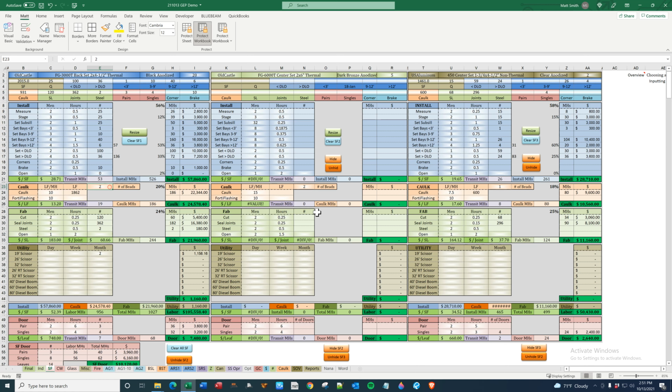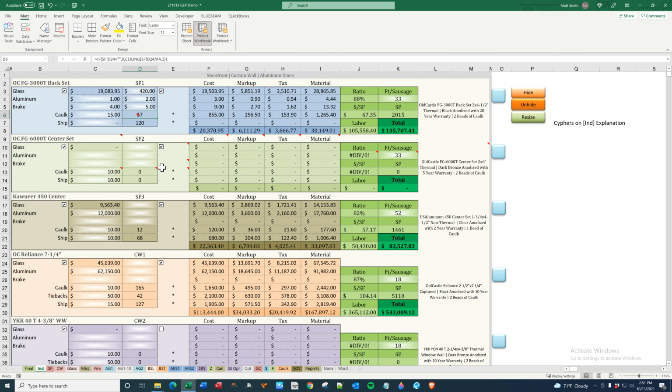This number is shared on the proposal. If I were to do 1, 931 is 931 times 1. If I move it to 2, it doubles. So this calc number reacts to that. If I were to change this to 50, it'll change that number. That's the idea of feet per sausage.